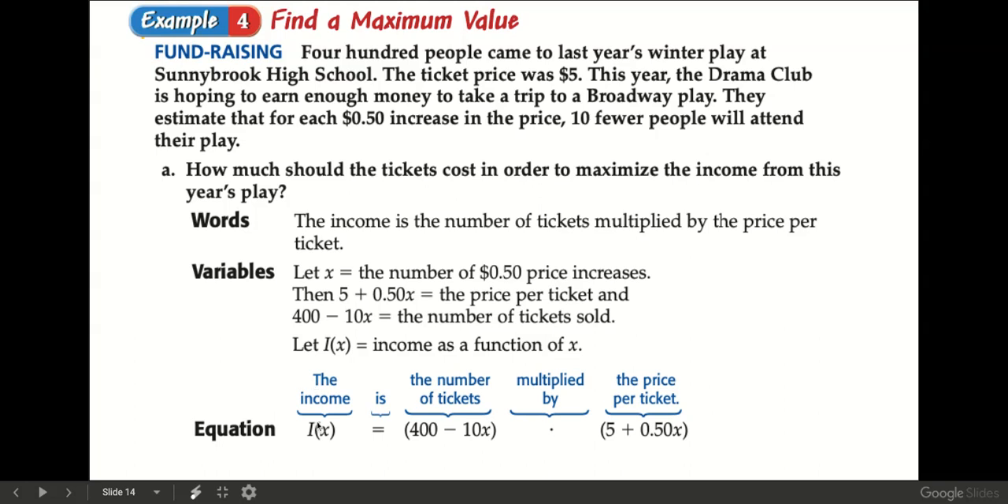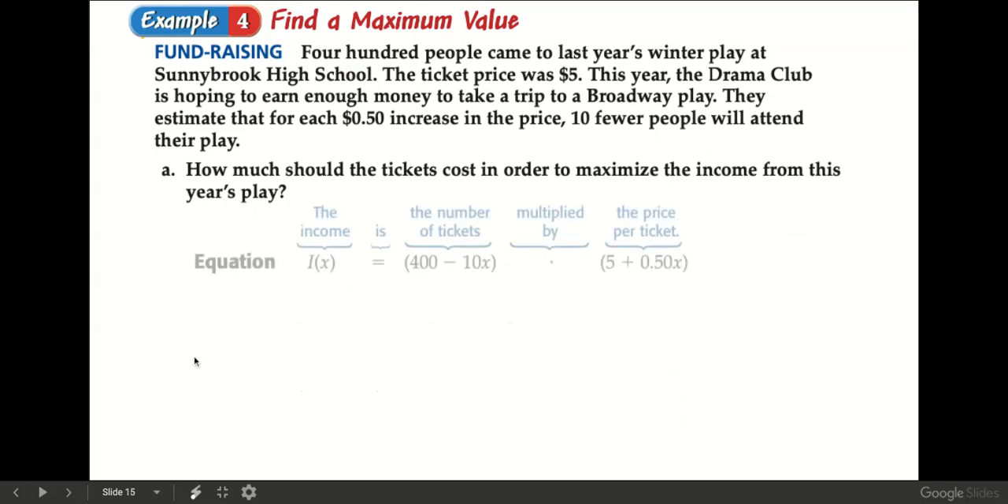So the income function is equal to the number of tickets sold, 400 minus 10x, multiplied by the price per ticket, 5 plus 0.50x, right? So this represents the number of tickets that would be sold, and this would represent the price per ticket. So if we multiply these together, that would give us our income. So this is our function that we're going to work with.